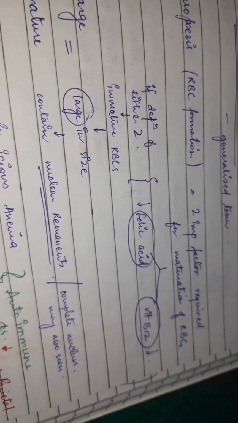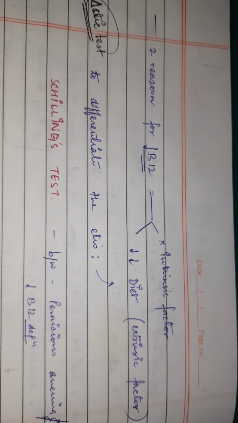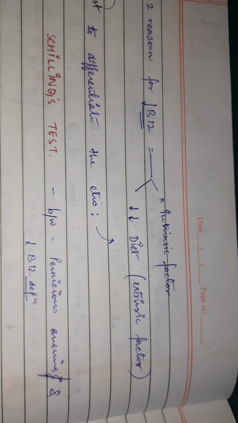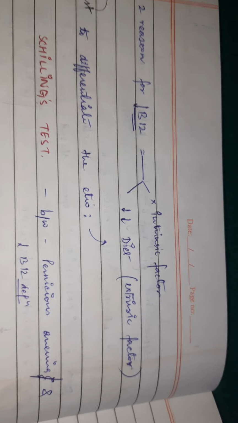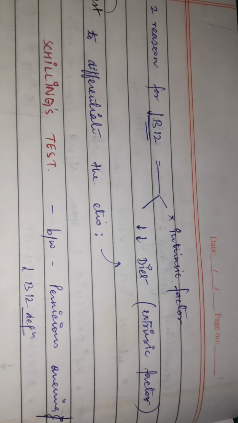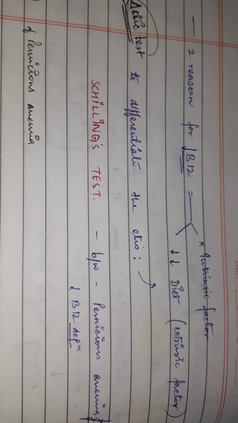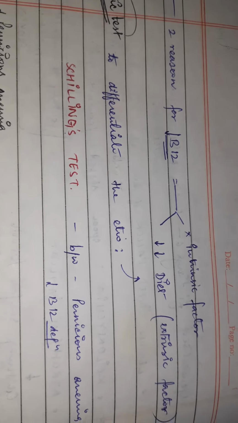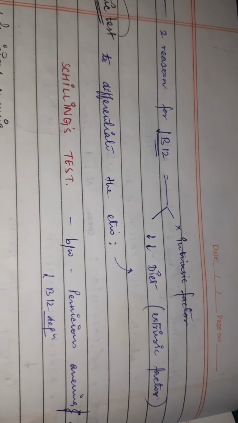There are two reasons for B12 deficiency: absence of intrinsic factor or decrease in diet. The extrinsic factor is decreased in diet, meaning the intake of vitamin B12 itself is low, and destruction of parietal cells, so intrinsic factor is not present. The intrinsic factor case is very severe because in that case we cannot do anything, but in diet we can increase the intake.